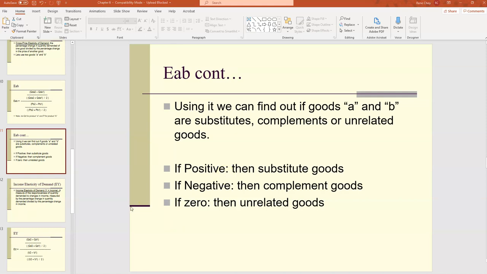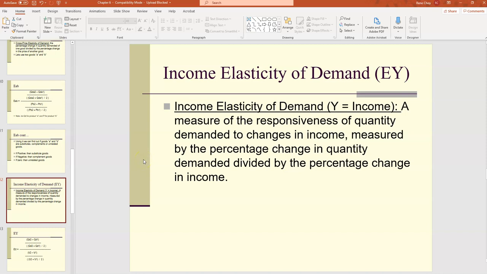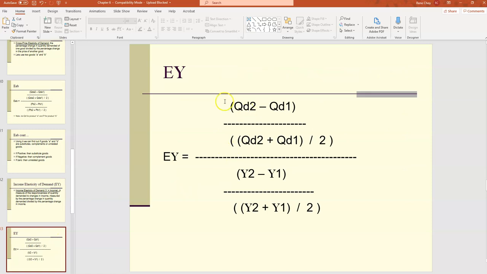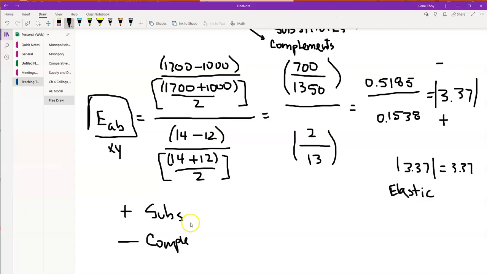All right, so let's move on to our next elasticity. The next elasticity is income elasticity of demand. In this case, we use the letter Y for income. Income elasticity of demand is a measure of the responsiveness of quantity demanded to changes in income. This is measured by the percentage change in quantity demanded divided by the percentage change in income. Now this is the midpoint formula for income elasticity.